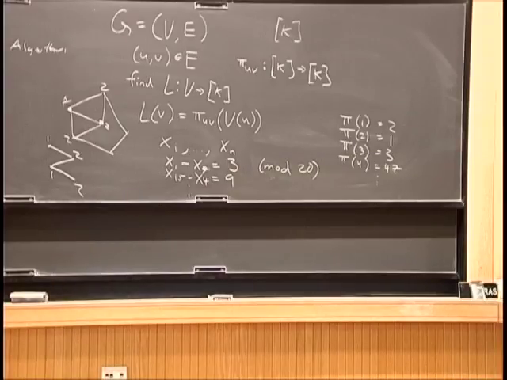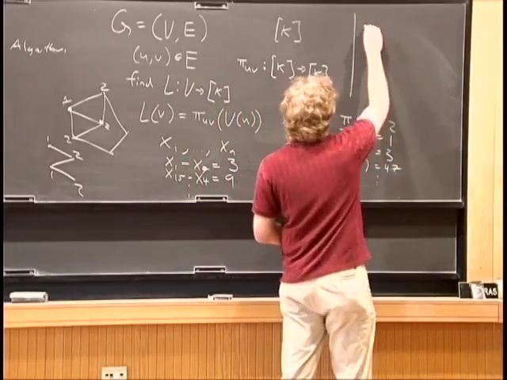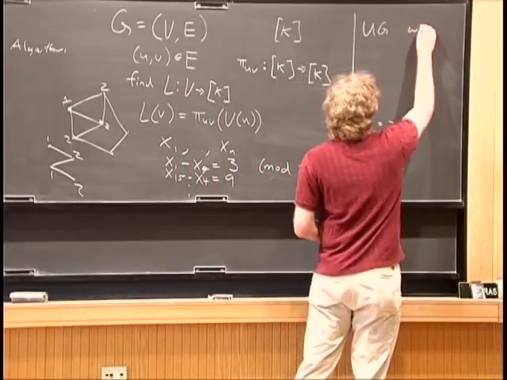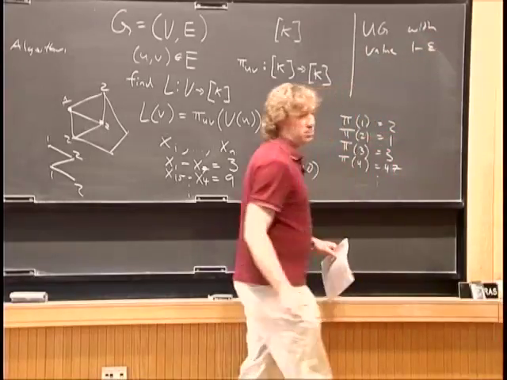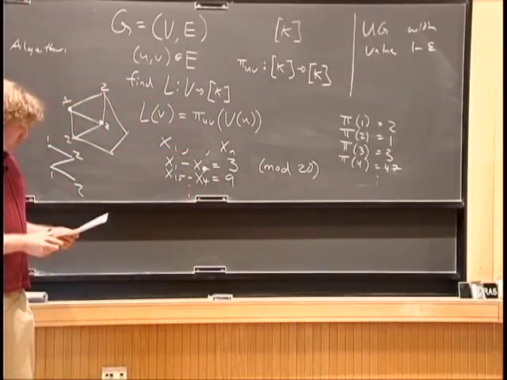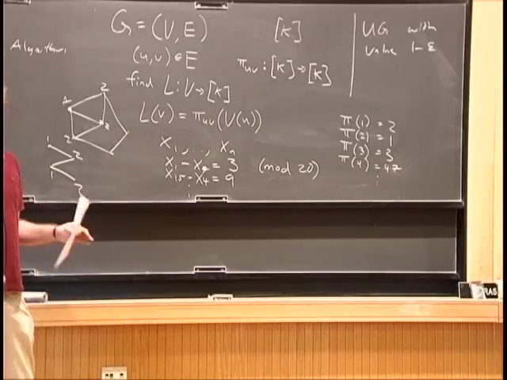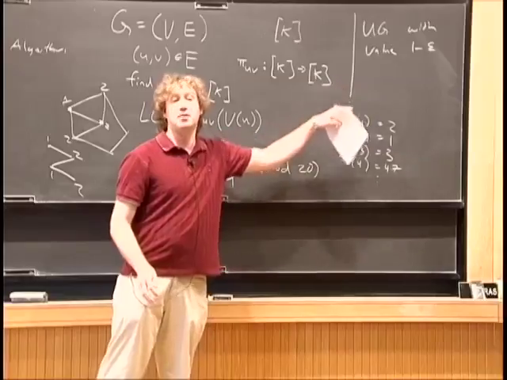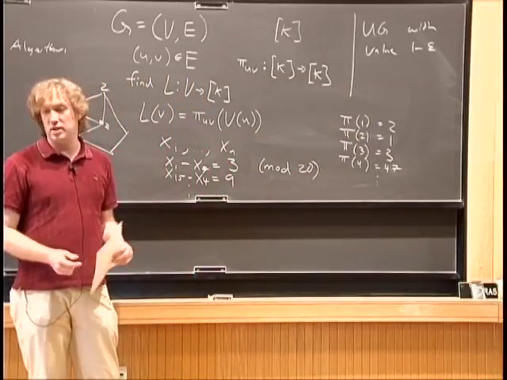But what if the value is close to 1? So in general, we'll be looking at unique games with value 1 minus epsilon for some small constant epsilon. And then as far as algorithms go, we'll try to figure out, given a unique game with this value, what fraction of the edges can we actually find a labeling to satisfy?